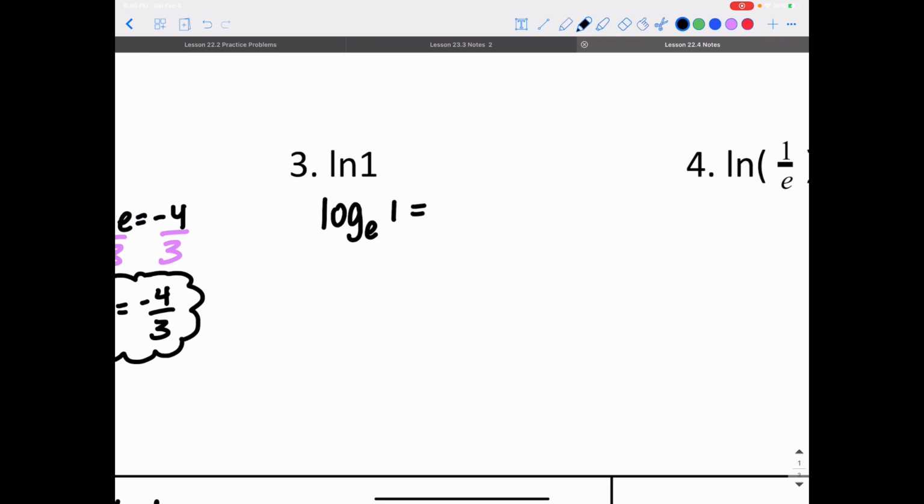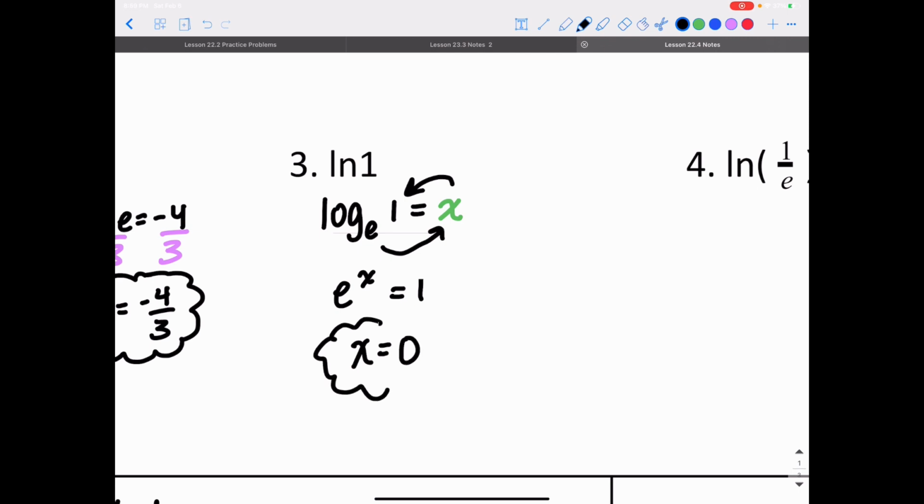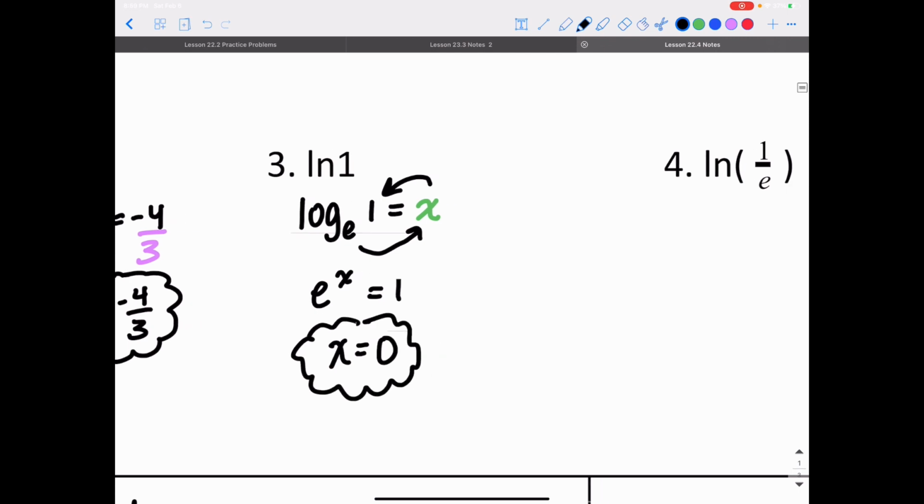I'm going to set it equal to x, so it's a different variable. I could also write e to the x power gives me 1. e to the x power is 1. And I know that x would have to be 0 for e to that power to be 1. So x is 0. Anything raised to the 0th power is 1.